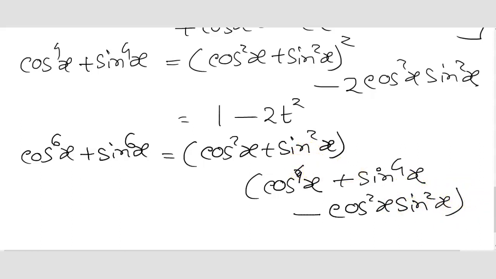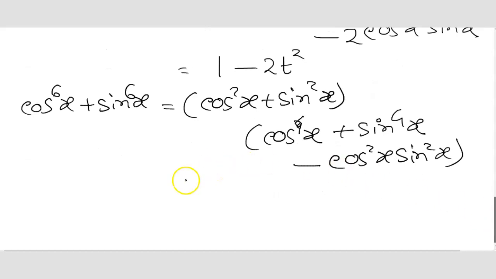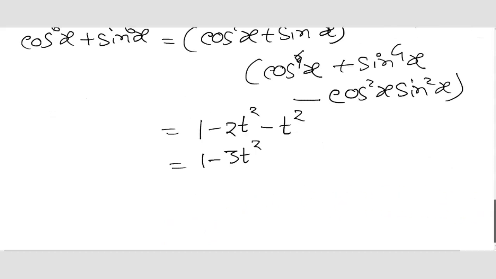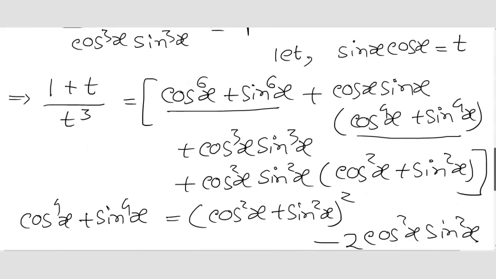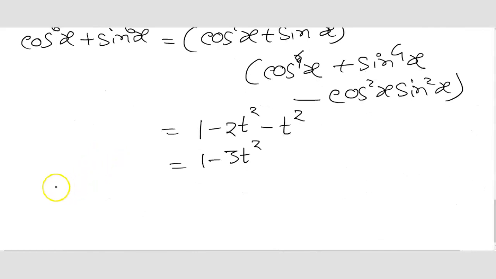So if we write this whole thing in terms of t, the cos square x plus sine square x part simply becomes 1, and cos 4x plus sine 4x is nothing but 1 minus 2t square. This part is nothing but minus t square. So it becomes 1 minus 3t square, right? So we came back to our original equation. Our original equation now looks like this.